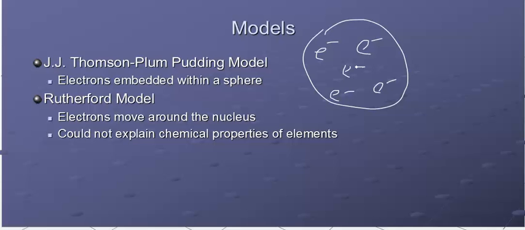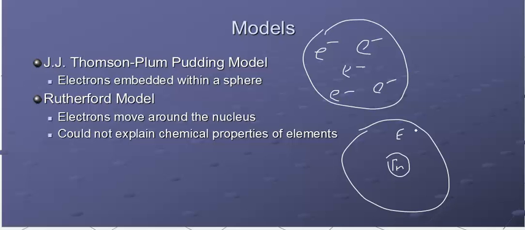The next guy that developed a model, Ernest Rutherford, did the gold foil experiment. And from the gold foil experiment, he determined that atoms had a nucleus, and in that nucleus you had your protons and your neutrons. That was where most of the mass was, and I've drawn the nucleus way too big here, but the nucleus is very, very, very small. Electrons are outside the nucleus, like this. But his model could not explain the chemical properties of elements.